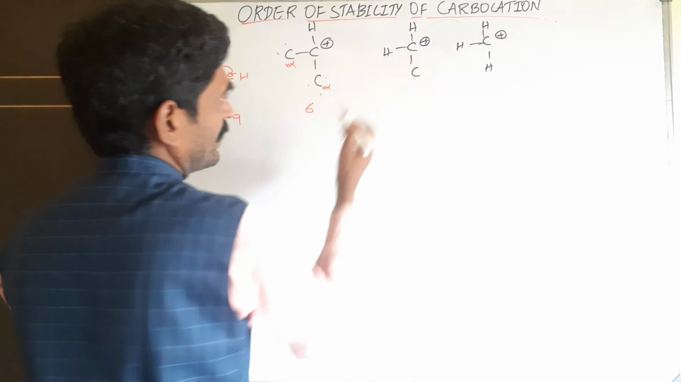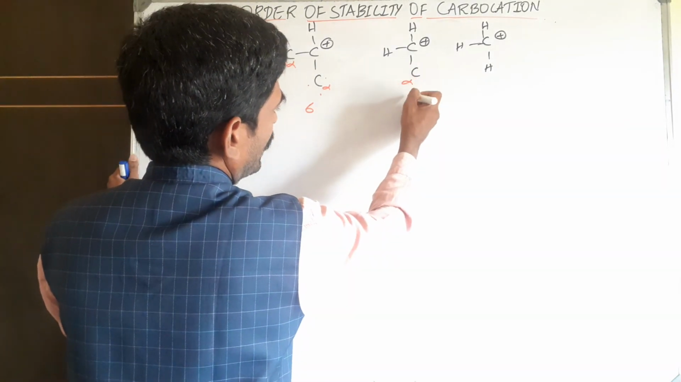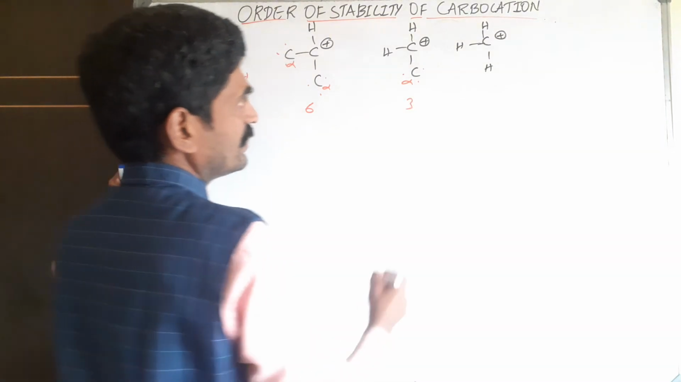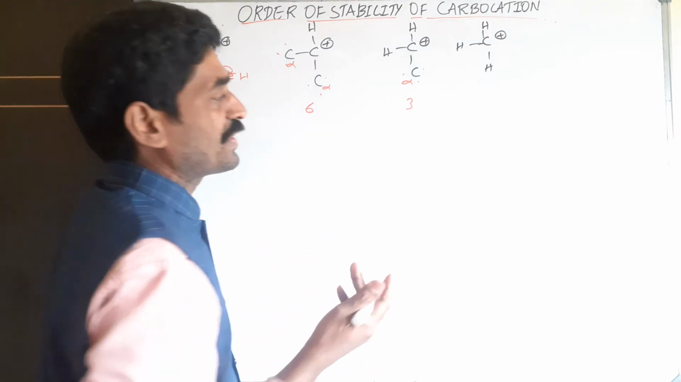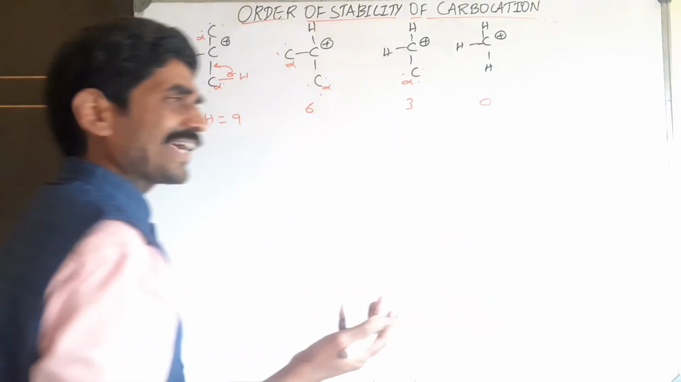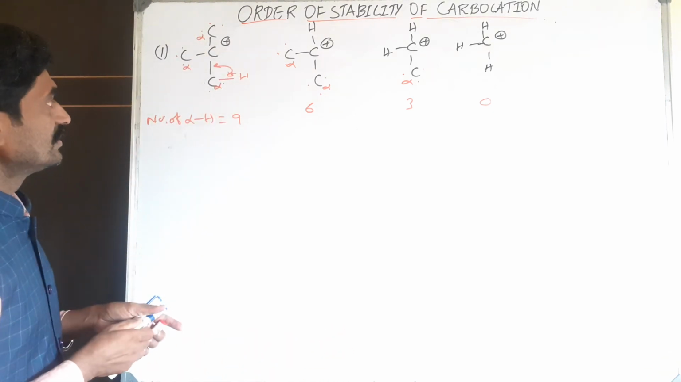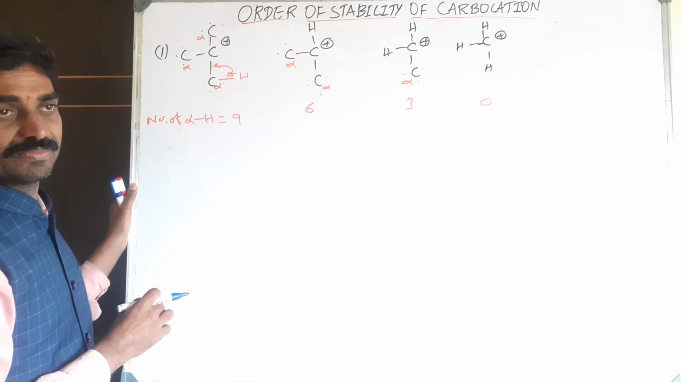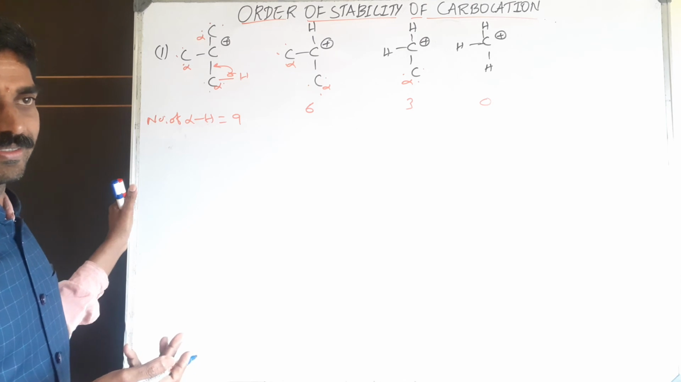And this is the ethyl carbocation. In this, the adjacent carbon is alpha, and it has 3 alpha hydrogens. In this methyl carbocation, there is no alpha carbon, so there is no alpha hydrogen, 0. There is no hyperconjugation effect. So as the number of alpha hydrogens increases, the stability of the carbocation also increases.